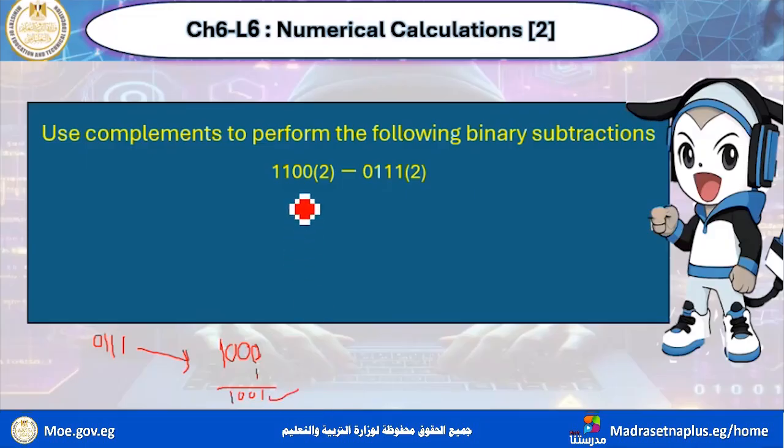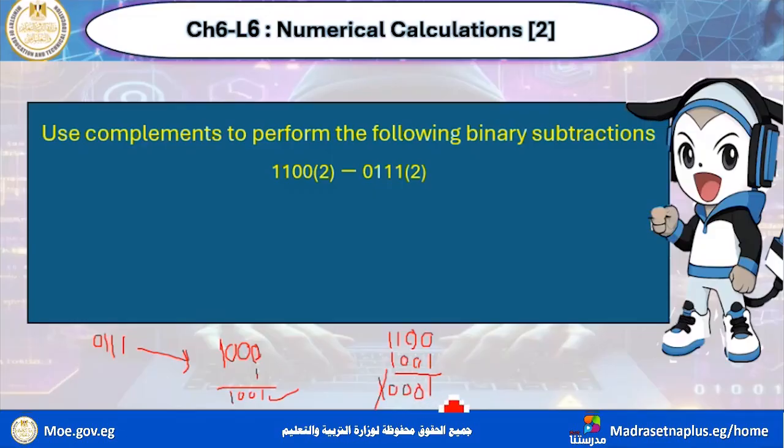So the first number will be added to the complement. Let's see. 1, 1, 0, 0 will be added to the complement, which is 1, 0, 0, 1. Now add 0 plus 1, 1, 0 plus 0, 0, 1 plus 0, 0, and 1 plus 1 is equal to 0, 1. What will we do next? We will ignore the leading 1 and the result will be 0, 0, 0, 1.